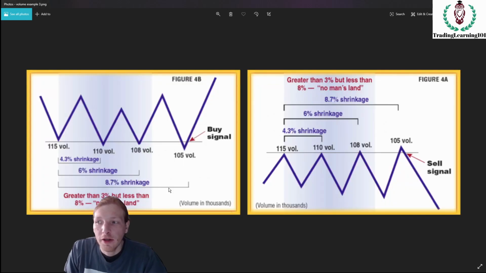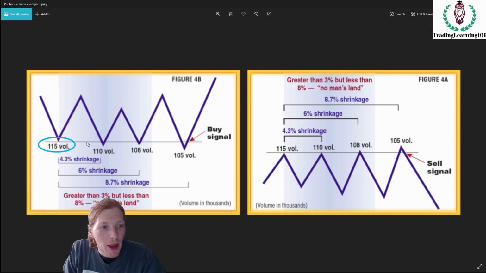And then here's another example right here. This is a great example of what he's talking about in the book. All these volume averages right here are from the swing downs. Stock swings down, an average volume of 115 million. Stock swings down here at an average of 110 million in volume. Another swing down here, average of 108 million in volume. Stock swings down again on an average of 105 million in volume.